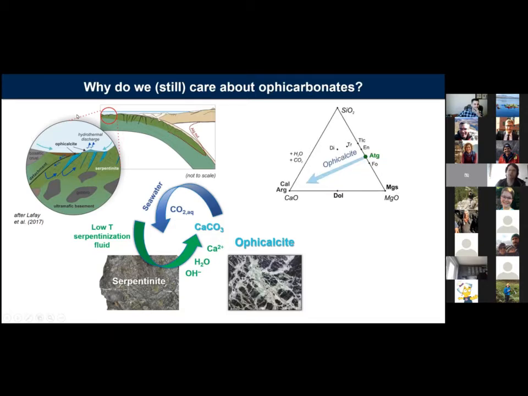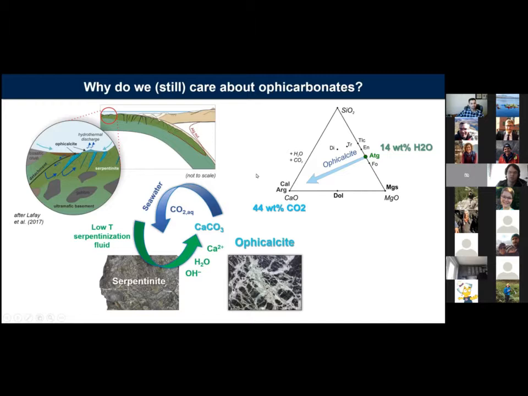And these ophicarbonates have a very simple chemistry that can be expressed in this ternary diagram: calcium, magnesium, silica, and ophicalcites, just having a mixture of calcite and antigorite, form along this trend. And if you consider the end members of these compositions, you see that these ophicarbonates will be very volatile rich, spanning from 14 weight % of water in the serpentine to maybe 44 weight % of CO2.